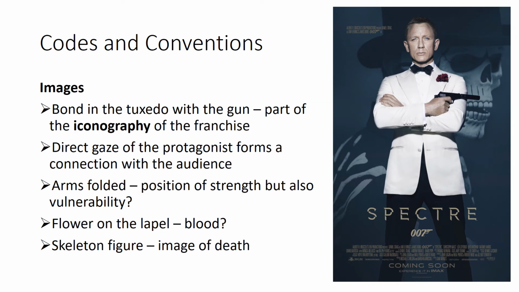In terms of images, we have again Bond in the tuxedo with the gun, very much part of the iconography of the franchise. His direct gaze again forms a connection with the audience, and there is a strength and a dominance in it. His arms are folded across his chest, and on the one hand this is certainly a position of strength, but it might also be seen as a position of vulnerability. To fold our arms, body language experts would tell us that this is a person with something to hide. This might be a vulnerable Bond, and that would be much more typical of modern notions of masculinity.